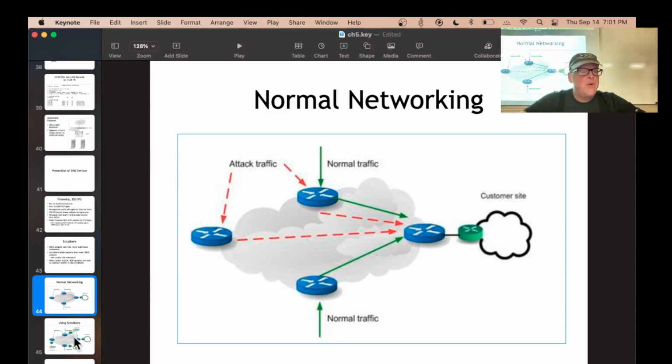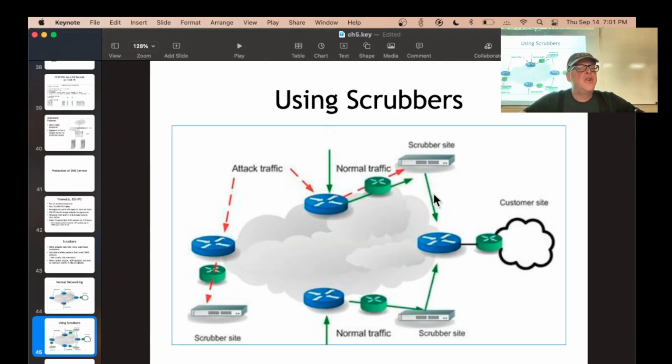And now if I want to put something in the middle, I change just the BGP traffic, telling it to go to this location instead, which will then forward it to me. That's the point. That's why BGP is used for Anycast, and it's used to implement scrubbers.